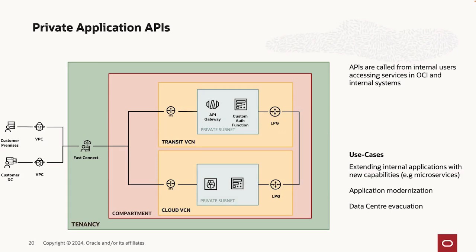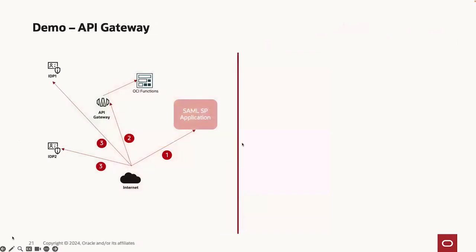You can put API gateway in front of your legacy applications, have it support modern authentication, and then use a custom authorizer function to create tokens that the backend application will understand or accept, or do any other request transformation before hitting the backend application. So, that again is one of the very common use cases of API gateway on OCI. Now let's look at a live demo.